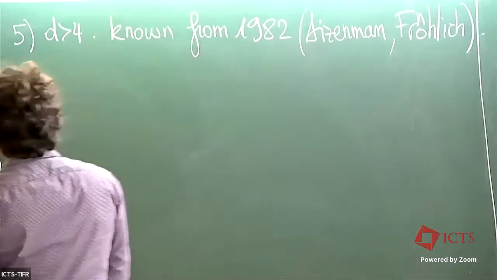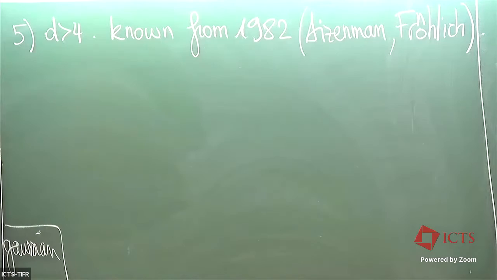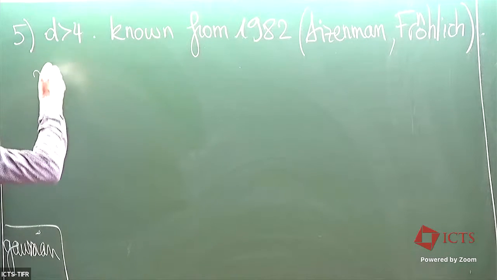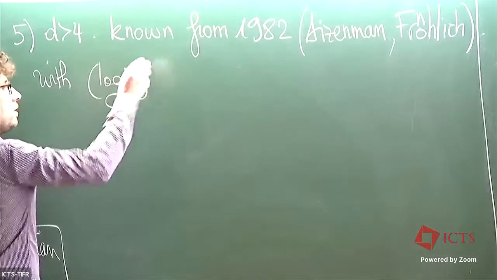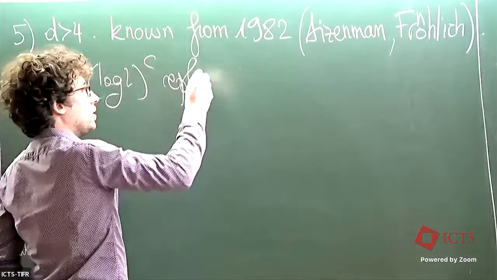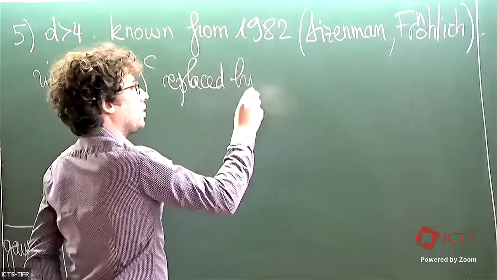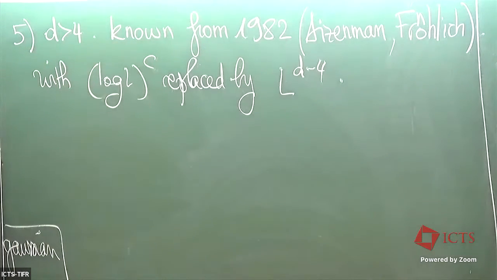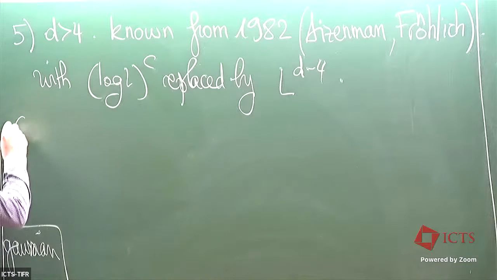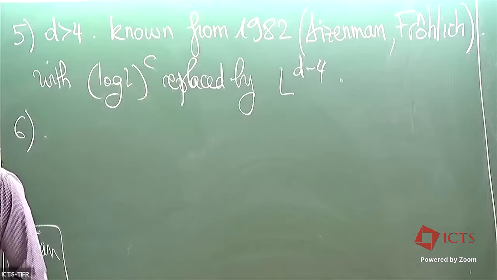And one thing that is important is that they get the result, but with log L to the C replaced by L to the D minus 4. So you get a polynomial rate of decay here. Okay. That was one before last comment.